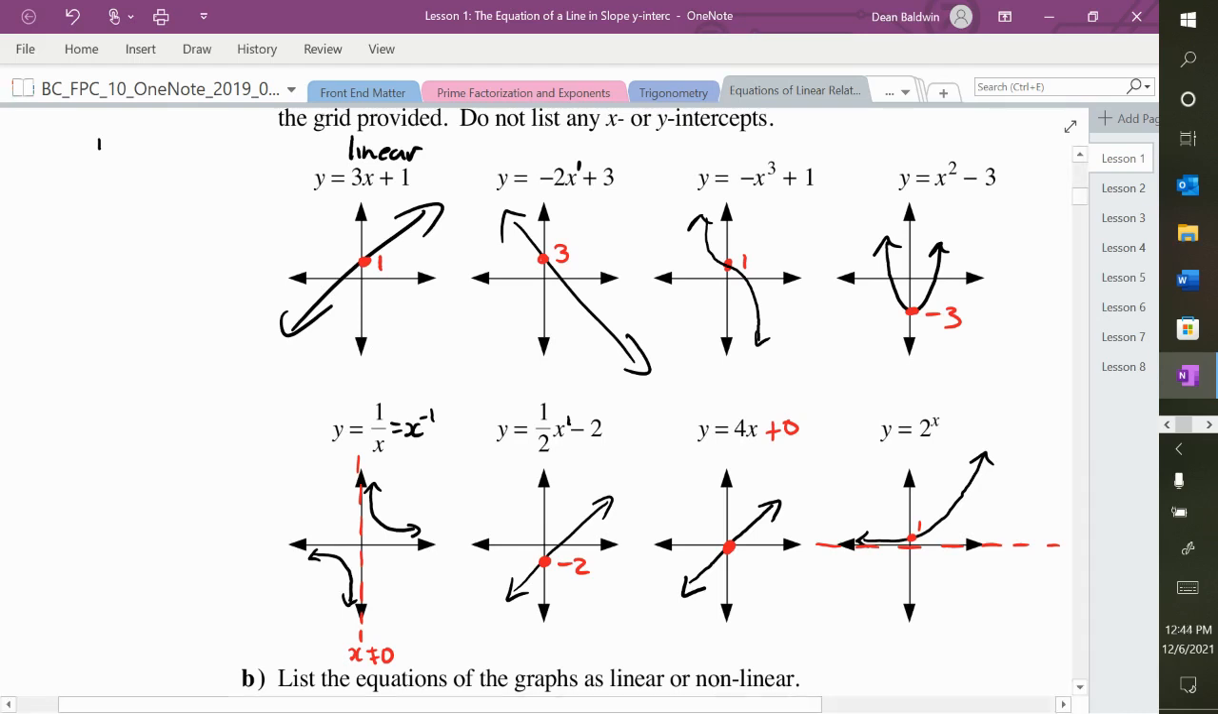Okay? That's a math 12 graph, that's a math 11 graph, that's a math 12 graph, and that's a grade 12 graph. Everything else is linear. So let's just look at the linears. Looking at the slopes, which ones have a negative slope?